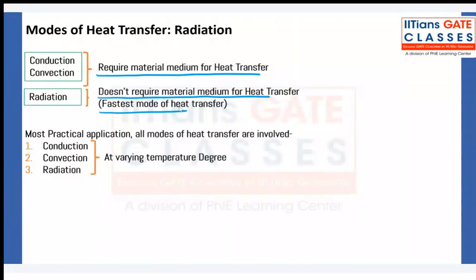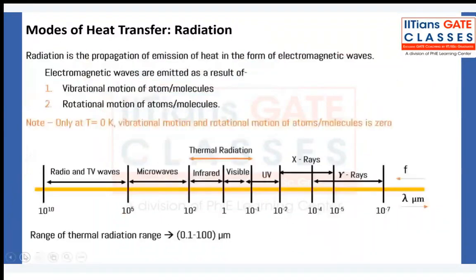Okay, so all the heat transfer happens simultaneously for all practical applications. Now, radiation is the propagation or emission of heat in the form of electromagnetic waves. So this does not require a material medium. It happens in the form of electromagnetic waves. Now, how are the electromagnetic waves emitted?